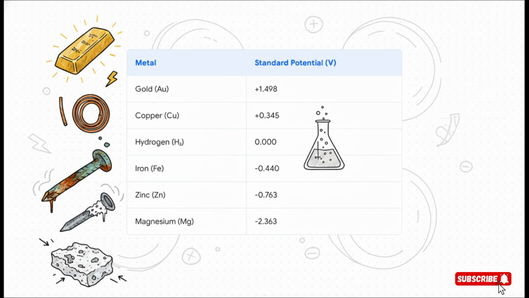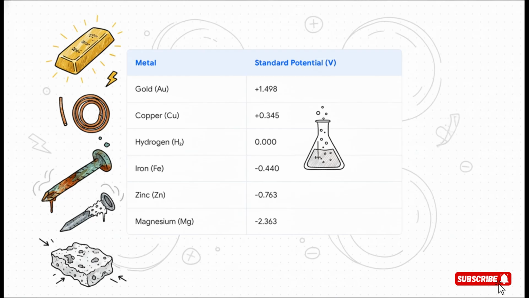Think of it as a theoretical ranking, a league table, of how willingly different metals give up their electrons, but under perfect, sterile lab conditions. It ranks them from the most noble or stable, like gold, way up at the top, down to the most active or reactive, like magnesium at the very bottom.